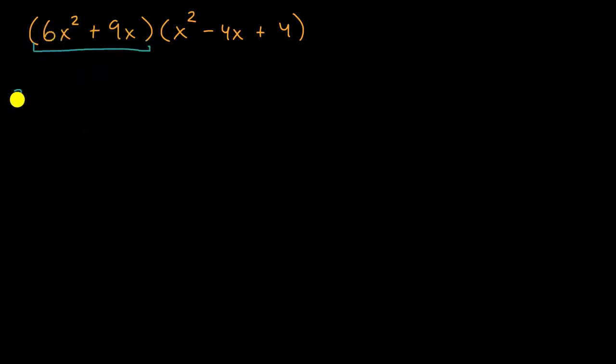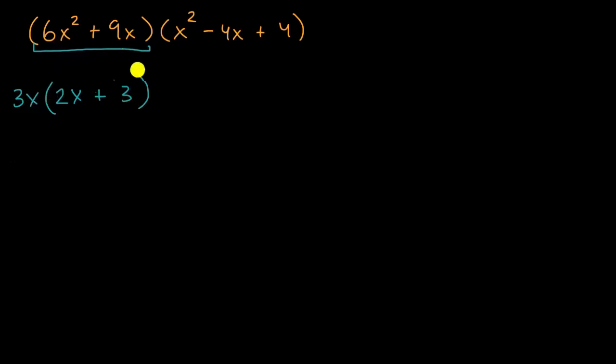So this is the same thing as 3x times what is 6x squared? Well, 3 times 2 is 6, and x times x is x squared. And then 3x times what is 9x? Well, 3x times 3 is 9x. And you can verify that if we were to distribute this 3x, you would get 6x squared plus 9x.